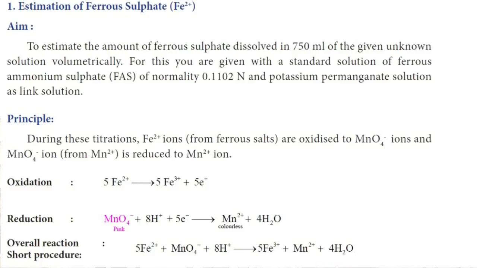Adding the two reactions, we have the overall reaction: Fe2+ combining with MnO4- in the presence of an acid medium to give you Fe3+ and Mn2+. So this is the overall reaction. This is the principle involved in the reaction.